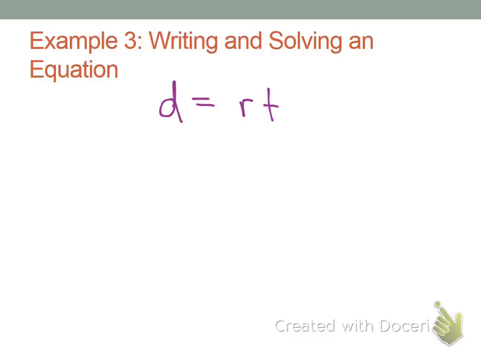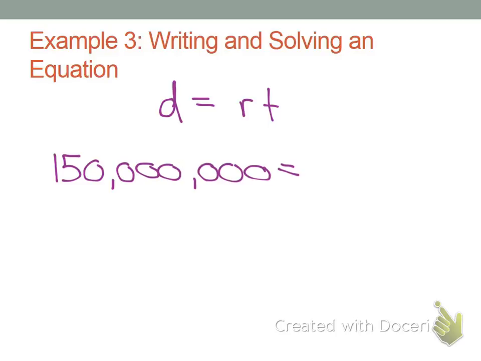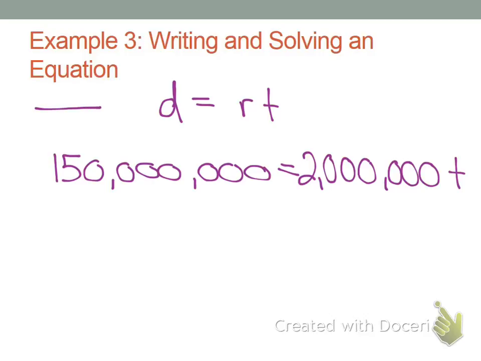So we know that it's 150 million miles away. Lots of zeros. We know that it traveled 2 million miles an hour. We don't know how long it took. So you need these 3 steps on your homework: formula, substitution with a variable that you're solving for, do not put your answer in this step, and then you need your answer.